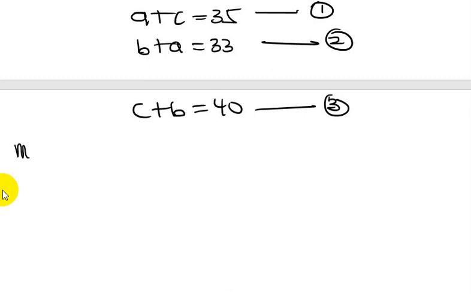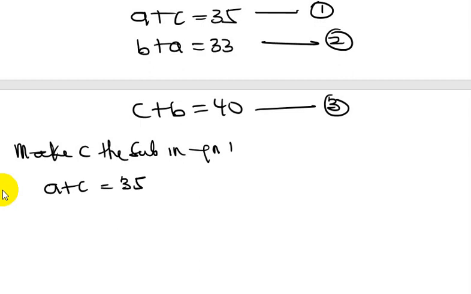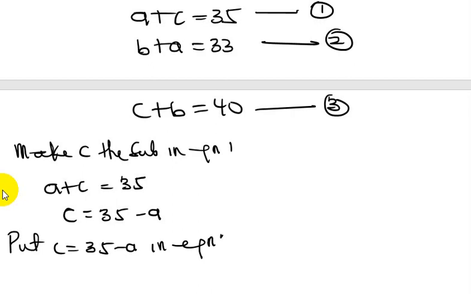So we will make C the subject in equation 1. And equation 1 is A plus C being equal to 35. So we are going to get C equals 35 minus A. Now we are getting C equals 35 minus A. But after that, equation 2 does not have C, but equation 3 has C. So we will put the C in equation 3. So put C equals 35 minus A in equation 3.